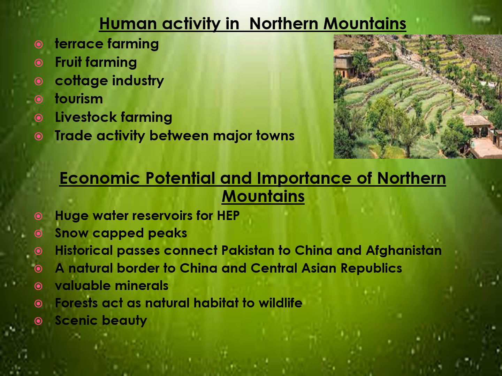So this seasonal migration is called transhumance, and it is practiced there. And trade activities between major towns like Murree, Rawalpindi, Gilgit and Punjab are also done by the trade routes. Now, if we talk about the economic potential and importance of the northern mountains, we have huge water reservoirs for hydroelectric power production, and snow-capped peaks melt during summers to drain water into river Indus and its tributaries, which irrigates the vast Indus plains.